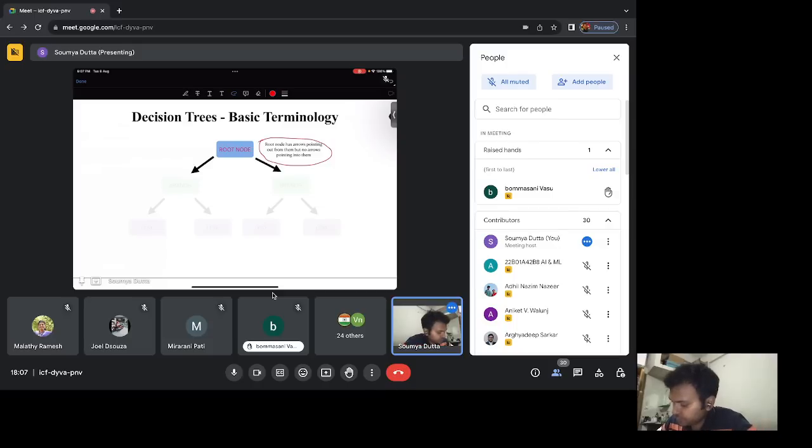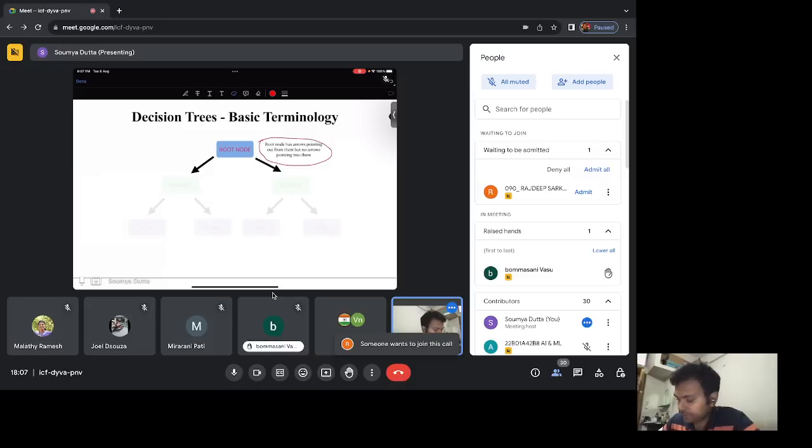Yeah. So the root node has arrows pointing out from them, but there are no arrows which are pointing into it.